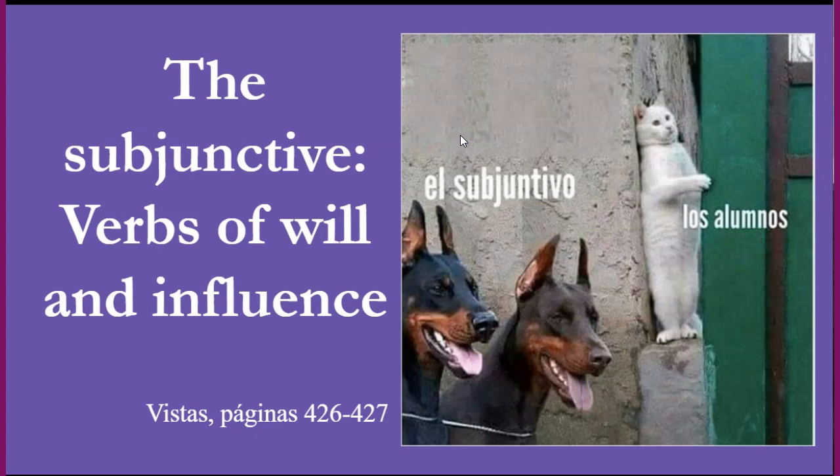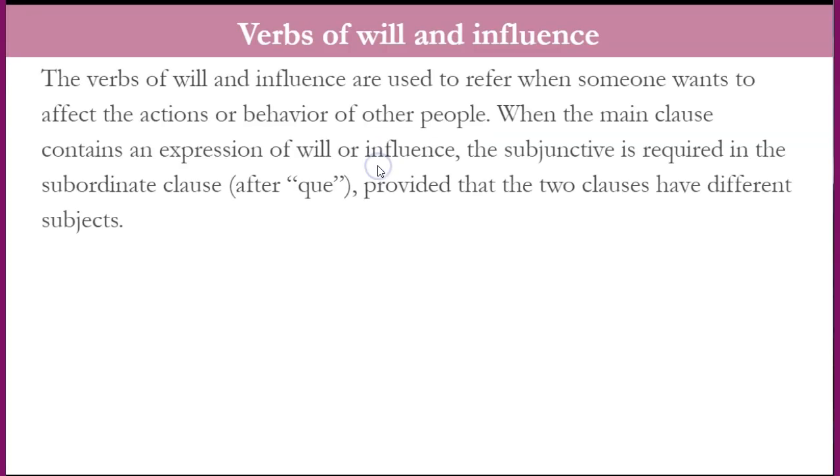So we're going to dive into the topic of the verbs of will and influence. The verbs of will and influence are used when someone wants to affect the actions or behavior of other people. When the main clause contains an expression of will or influence, the subjunctive is required in the subordinate clause after que, provided that the two clauses have different subjects.